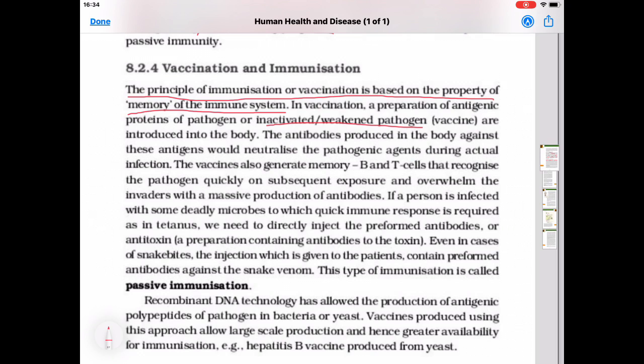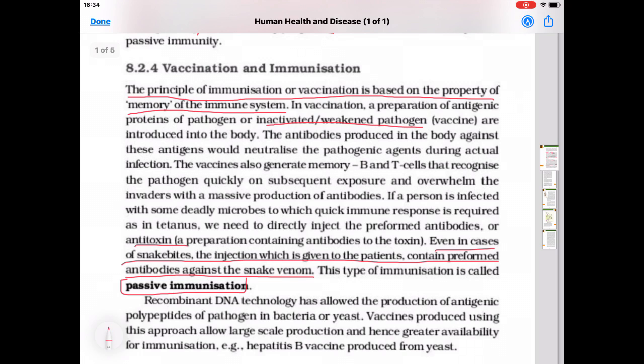If a person is infected with some deadly microbes to which a quick immune response is required, as in case of tetanus, we need to directly inject the preformed antibodies or antitoxins. Even in case of snake bites, the injection given to the patients contains preformed antibodies against the snake venom. This type of immunization is called passive immunization.